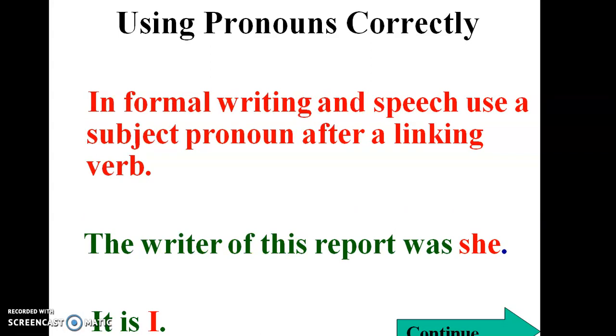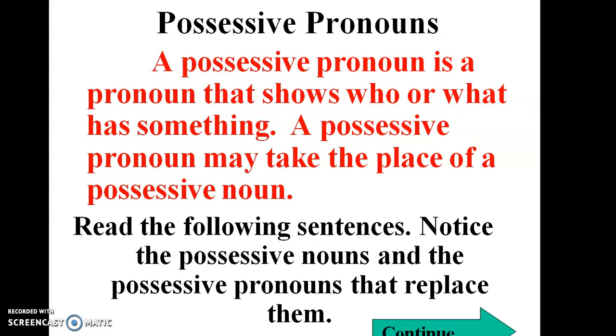In formal writing and speech, use the subject pronoun after a linking verb. The writer of this word report was she. It is I. Also, a possessive pronoun. A possessive pronoun is a pronoun that shows who or what has something. A possessive pronoun may take the place of a possessive noun.